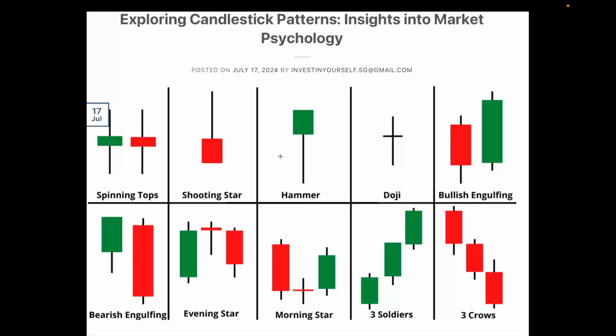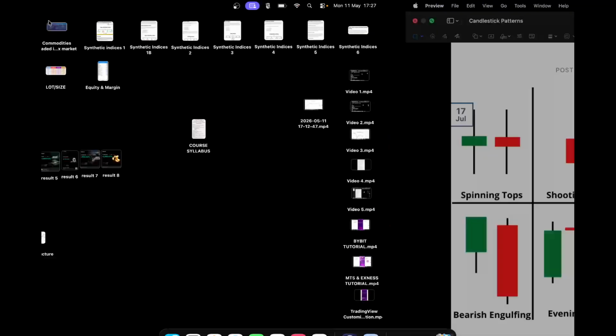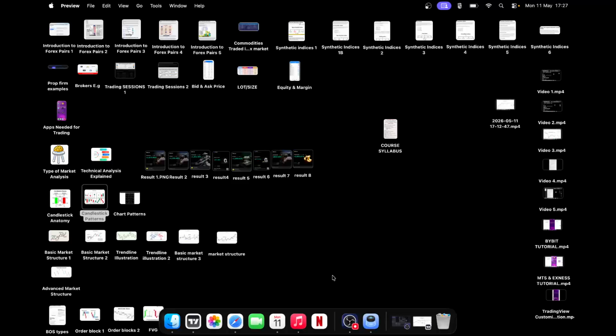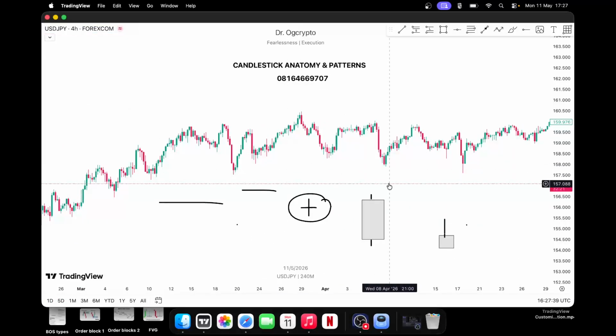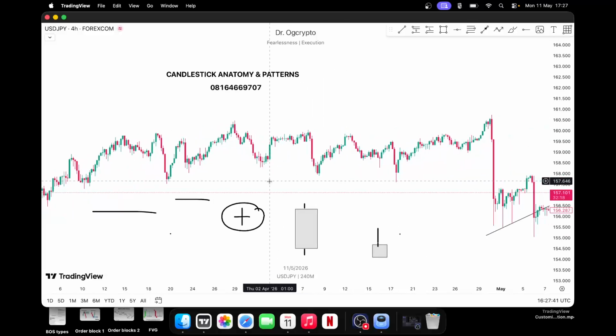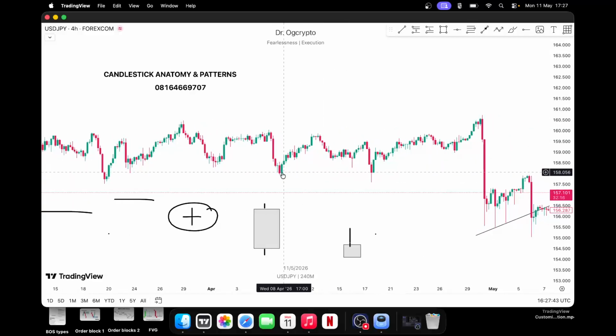So now, what are the rules for interpreting all these candles, or for using these candlestick patterns? How can I use it to trade? How can I use it to make profits? You understand? You see that this is an example of what? A bullish engulfing. You can see that the green candle engulfed everything about the red candle. What happened? The market bought. You understand?